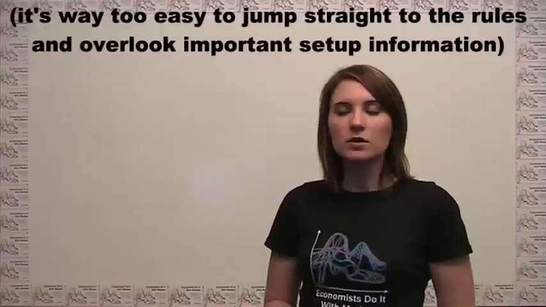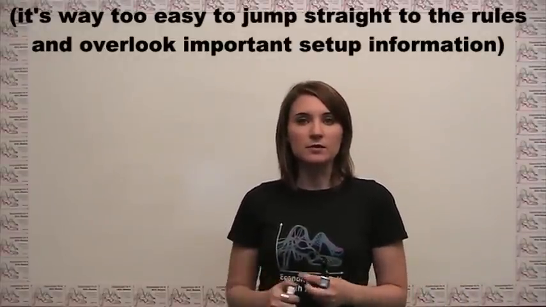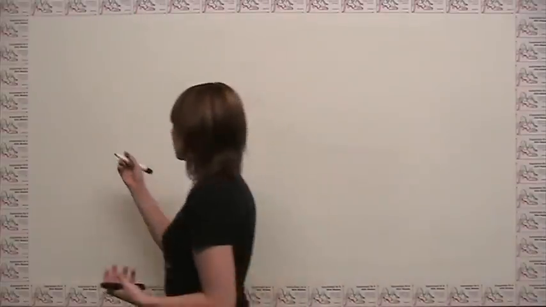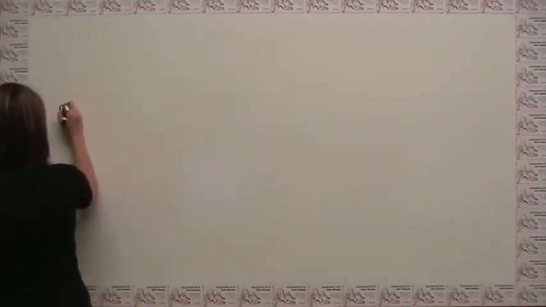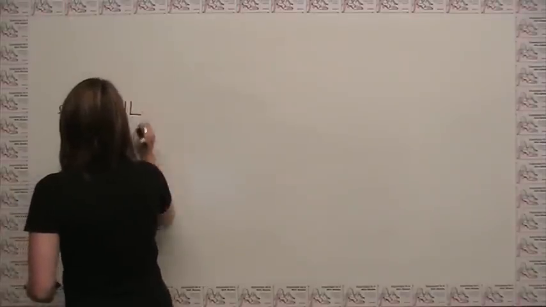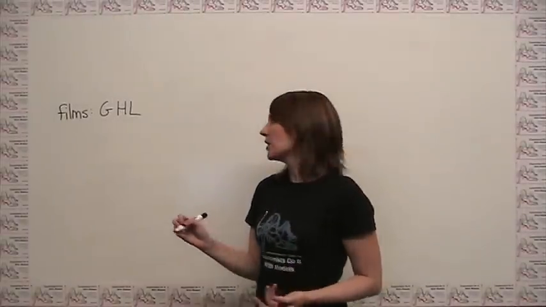and we want to make sure that we capture it in the setup to our game. The first thing I notice is that we have 3 days and we have 3 films. So we want to at least keep track of the films. We can say that for films, we have G, H, and L. And for days, we have Thursday, Friday, and Saturday.